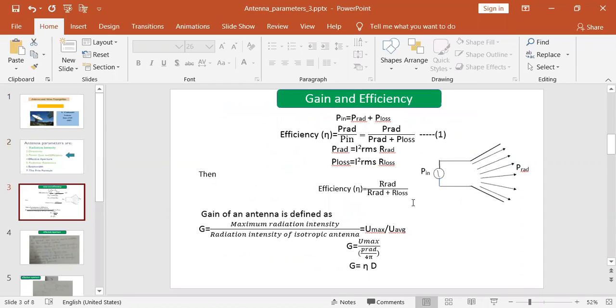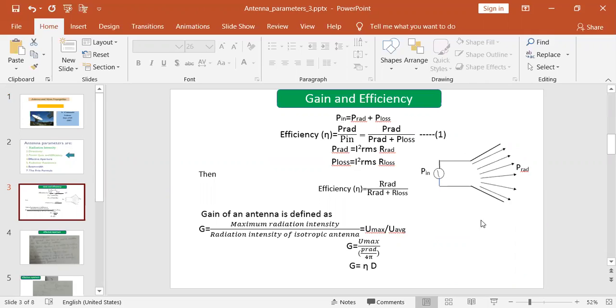So what is the gain of an antenna? The gain of an antenna can be defined as the ratio of the maximum radiation intensity to the radiation intensity of an isotropic antenna, that is U max by U average. But how to calculate the value?